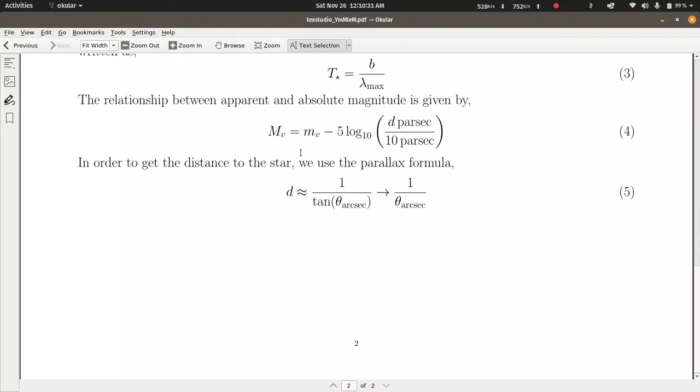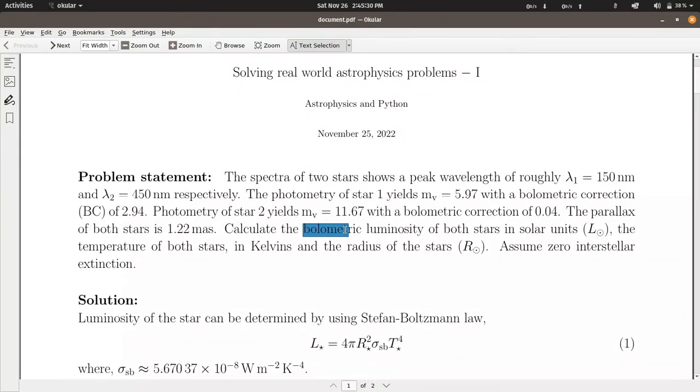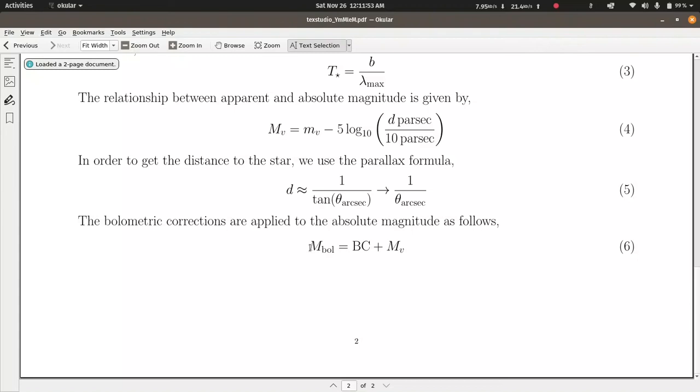Okay, so now that we have the value for absolute magnitude, we would like to convert it into the bolometric magnitude, since we are given that the luminosity should be calculated in bolometric units. For that we need the bolometric correction, which has been provided for both of these stars. So this is the formula for bolometric corrections. We get the bolometric magnitude by adding the bolometric correction to the absolute magnitude in the band.